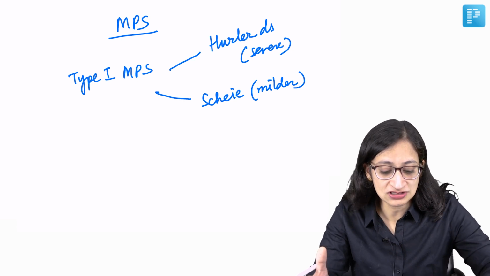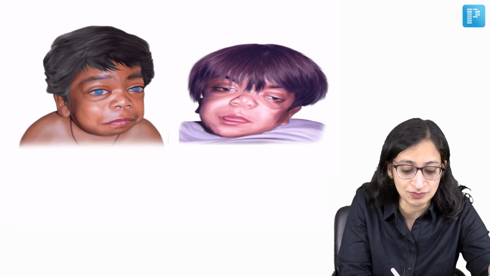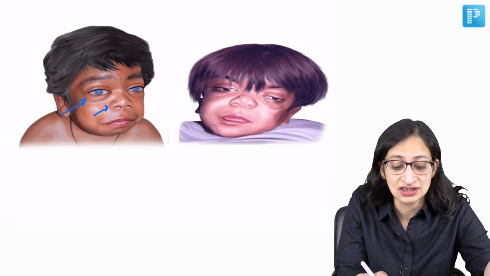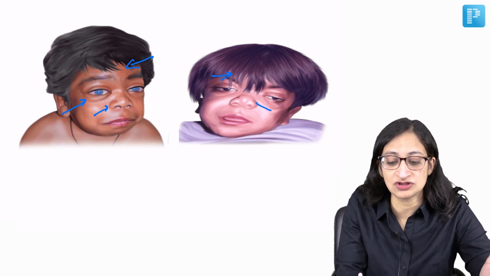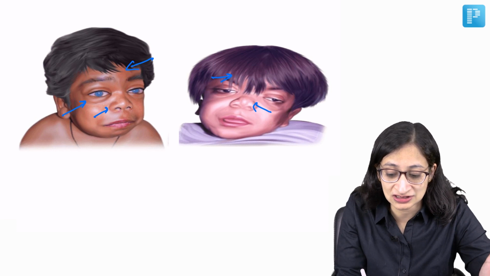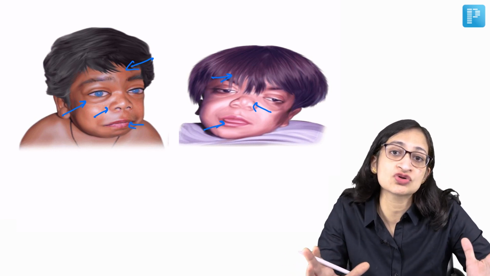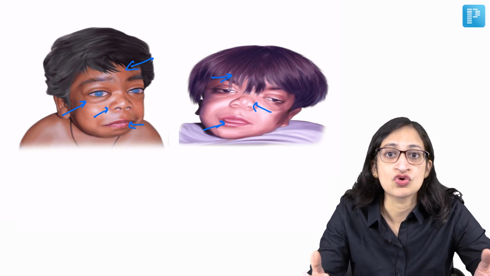Okay, so this is an example of the typical coarse facies that I was talking about. You can see there is some puffiness around the eyes, prominence of the alae nasi, a prominent forehead, a prominent tip of the nose, thick lips and a thick tongue, macroglossia. All these are features of the coarse facies that we were talking about. Okay, so over to Dr.